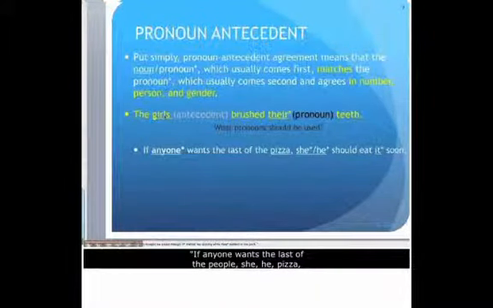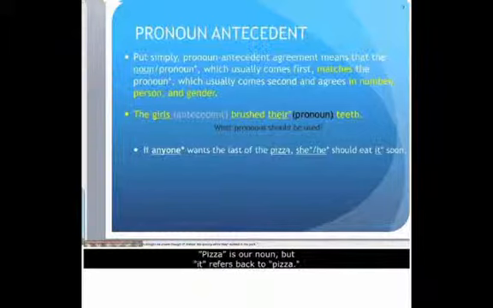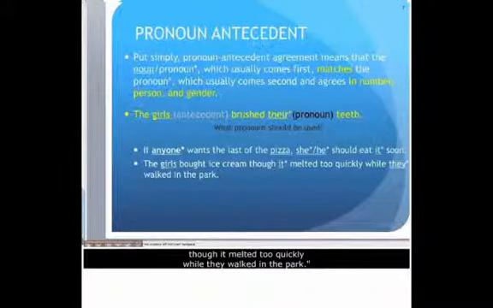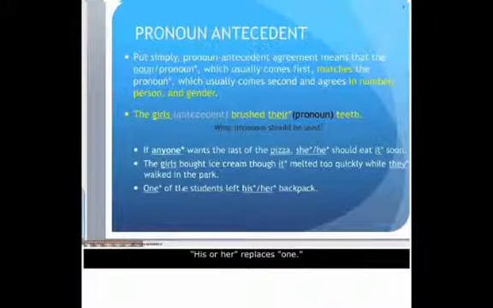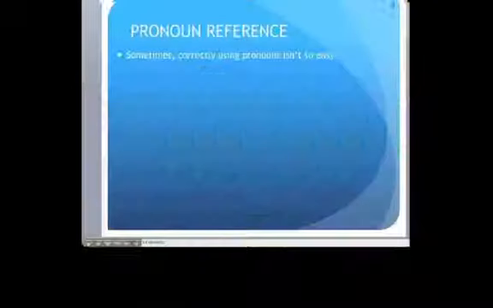If anyone wants the last of the pizza, she or he should eat it soon. Anyone is our pronoun, but she or he refers back to anyone. Pizza is our noun, and it refers back to pizza. The girls bought ice cream, though it melted too quickly while they walked in the park. They replaces girls, and it replaces ice cream. One of the students left his or her backpack. His or her replaces one. That's what we mean by pronoun antecedent agreement.